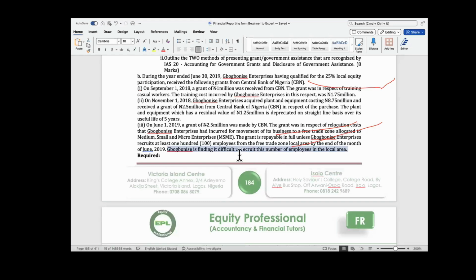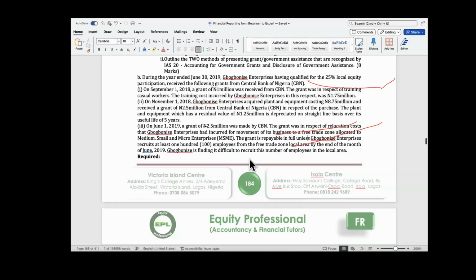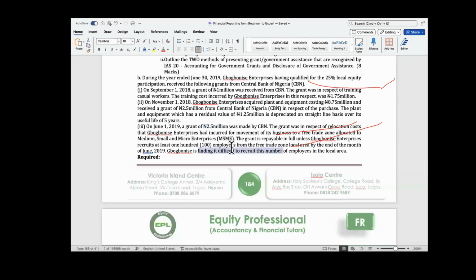You will see, we're now asked to prepare an extract of the statement of financial position and statement of profit or loss of Bugbonishe Enterprise for the year ended June 30, 2019, using the two methods of presenting grants in the financial statements. Okay, let's do this. Let's quickly do this. Even the examiner has told you to use the two methods.